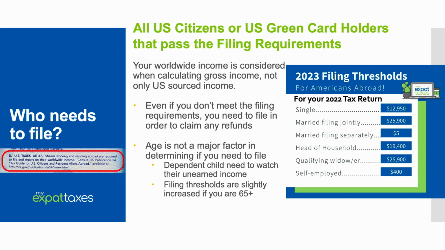They increase every single year for the most part, and they're in line with the standard deduction. The exception would be married filing separately. Ever since 2018, they decided that if you want to file as married filing separately, if you make over $5, you gotta file a tax return. It is what it is. Your standard deduction is higher though. It's the same as the single standard deduction.